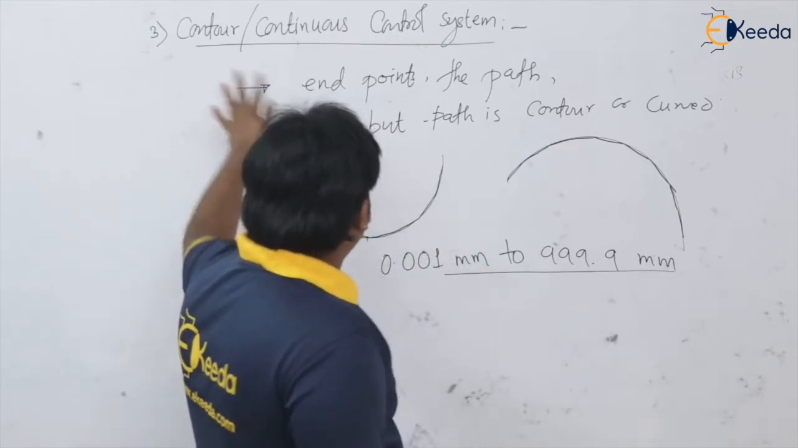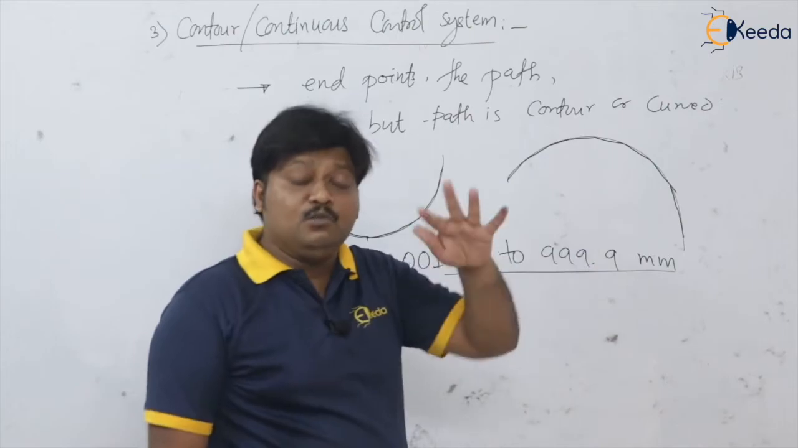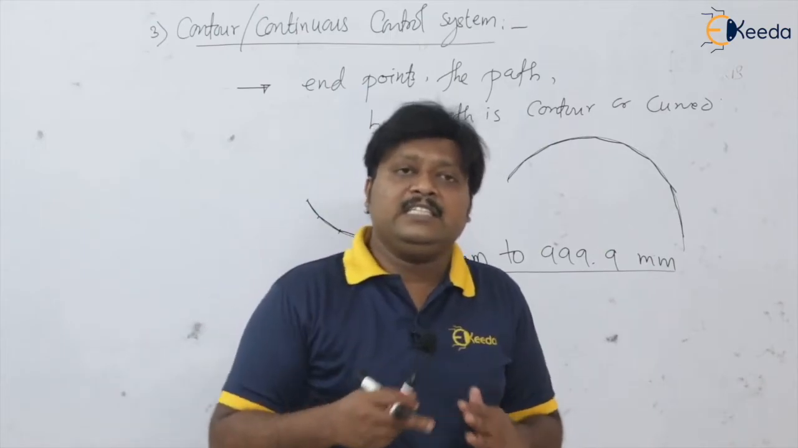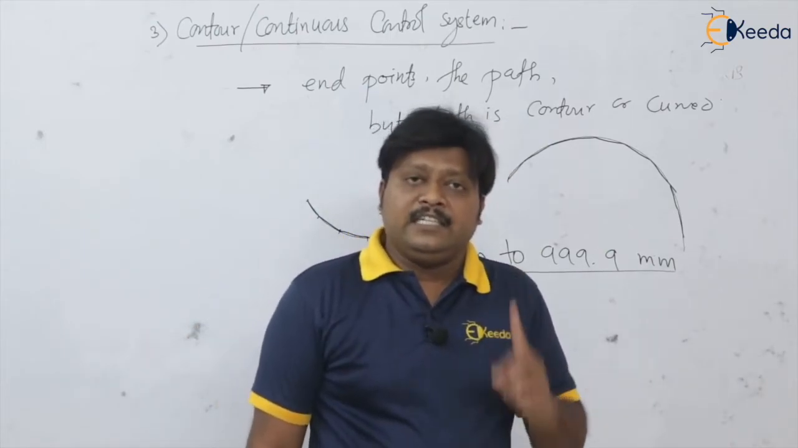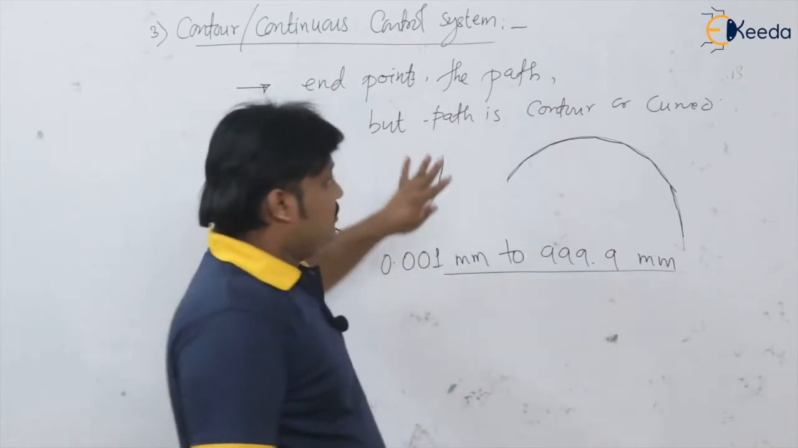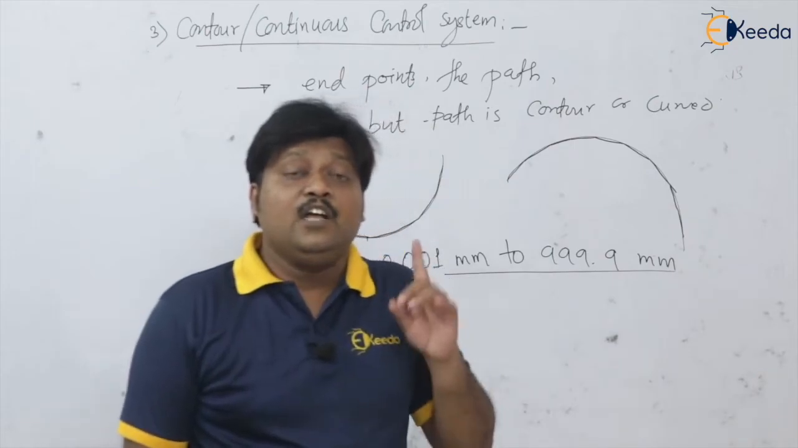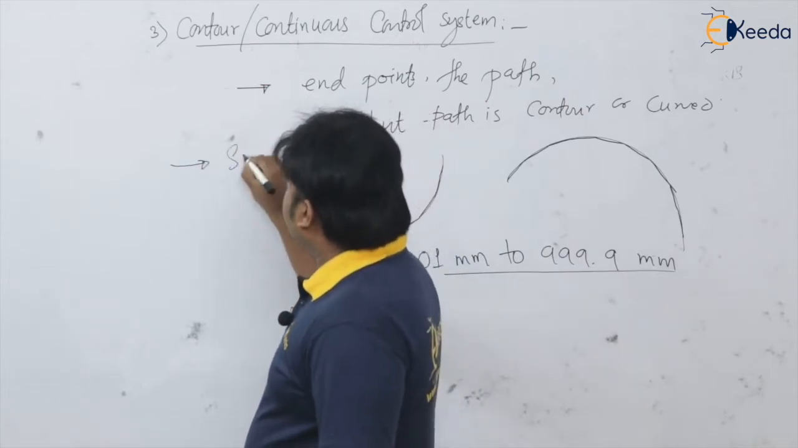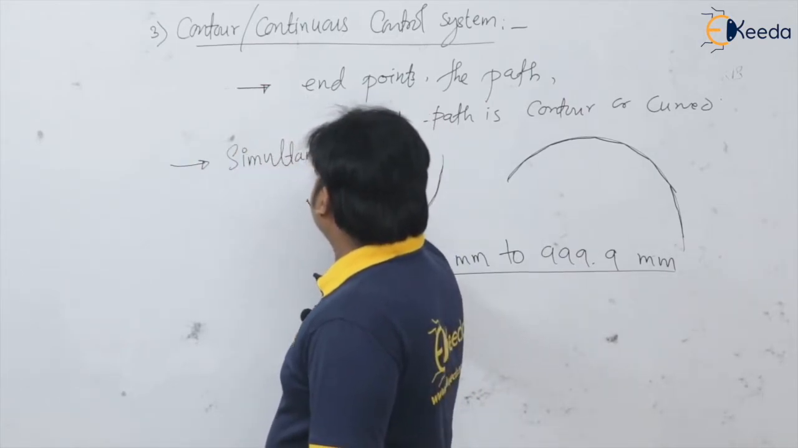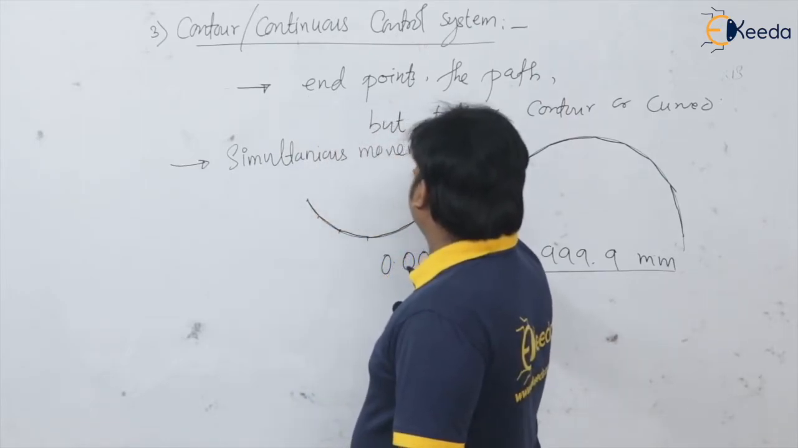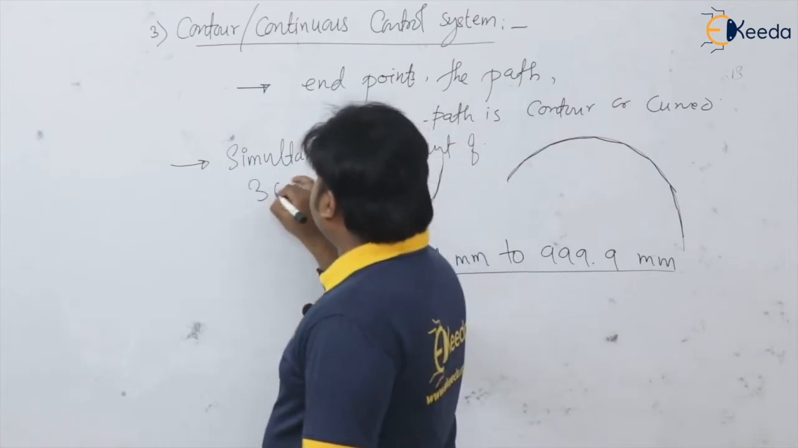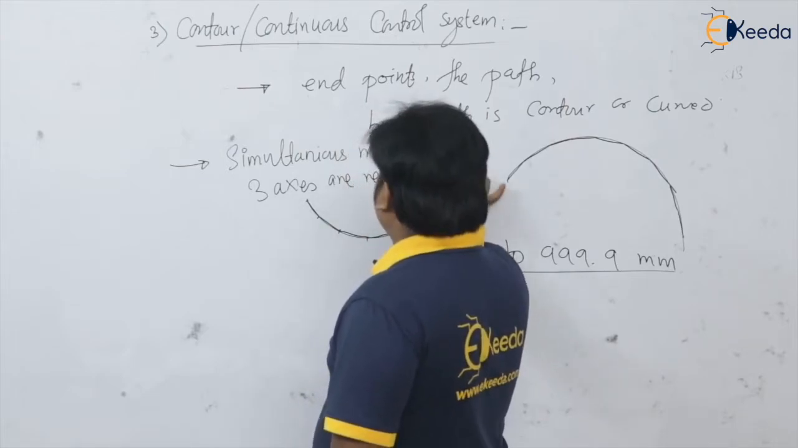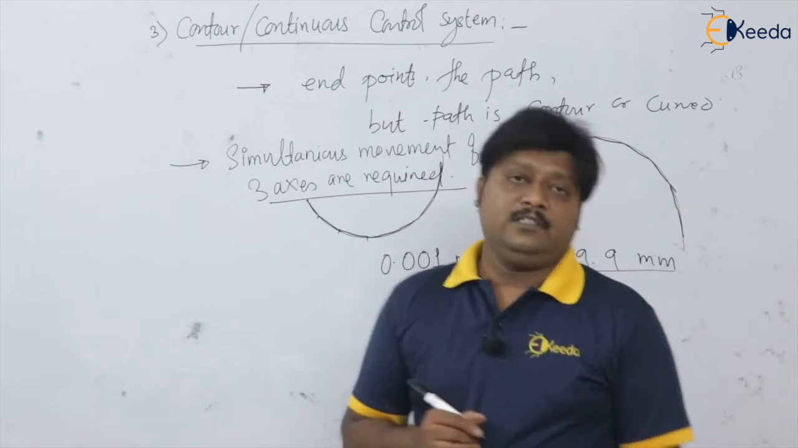So please remember here, in a continuous or contour control system, the path traveled by the tool is not straight, it is curved, it is a contour. And if we talk about the simultaneous movement of the axes, we should have the simultaneous movement of three axes, that is x, y, z, required in the contour control system.